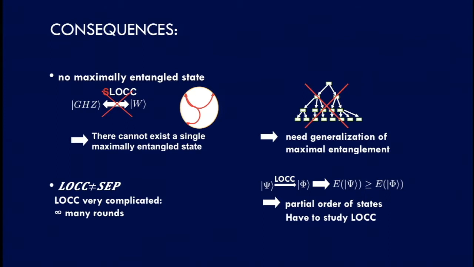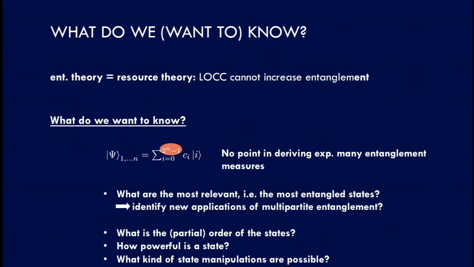Now, the other thing, as I said, this LOCC is very complicated, but if we want to get this partial order, we will need to study these LOCC transformations. Okay, so we have to study when it is possible to go from some state to some other state. Now, having said that this is very complicated, let's see what we actually want to learn. Because, of course, also in a multipartite setting, entanglement theory is a resource theory, and the free operations are LOCC. But we also know that there are exponentially many parameters. Okay, so I think there is no point in really understanding all facets of entanglement, in the sense that nobody would like to have an exponentially large vector that contains all the information about the entanglement of the system. Because even if you would succeed in doing that, what do you do with that vector for large systems? Okay, so probably what is more interesting is to understand what are the most relevant states.